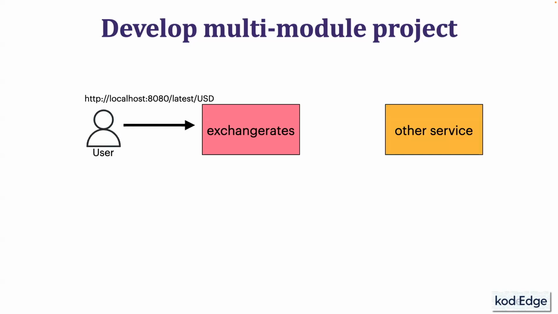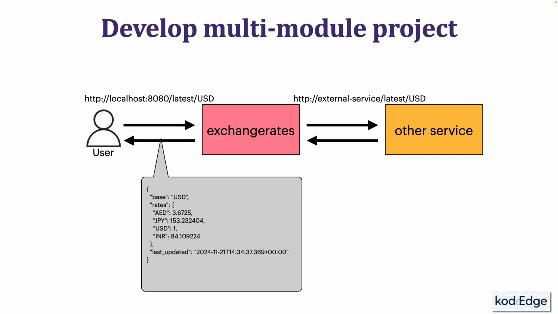User will call this service to get the latest exchange rate of a particular currency. For example, here USD. Now the exchange rate service will call the external service to fetch the latest exchange rate. Once it receives the response from the external service, it will process the data and it will return the requested currency exchange rate. So you can see in the response, it will have available conversion rates in the map.